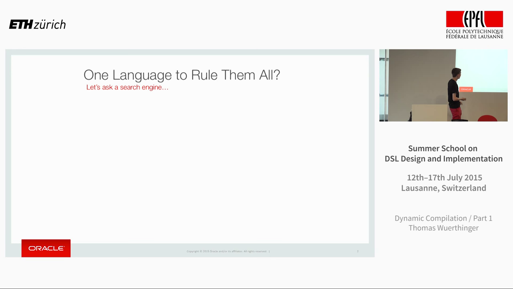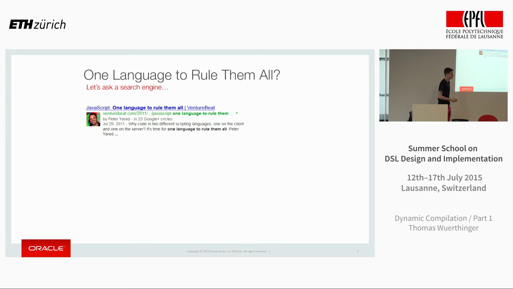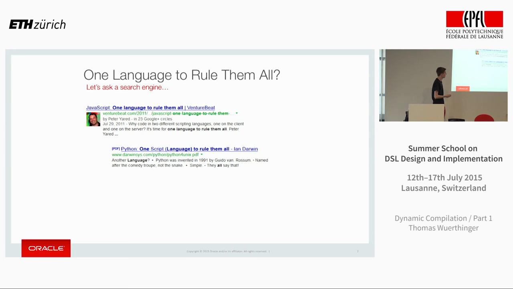The reason why we came to this title is that if you type into Google the question, one language to rule them all, like which should be the language to rule them all, you will get a lot of hits. And one of the first things you will get is JavaScript. Right? And this is actually probably the answer most likely given by people nowadays. And then second is like Python. Other people think Python is really a lot better than JavaScript and should rule them all. We from Oracle obviously believe that it's Java, right?